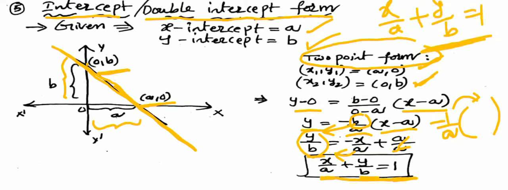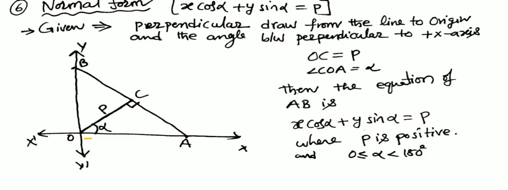When do we have to use this formula? If they give intercepts. In the question, if they give the condition as intercepts, we can use this formula: x by a plus y by b is equal to 1. This is also an important formula. Let's see one more.